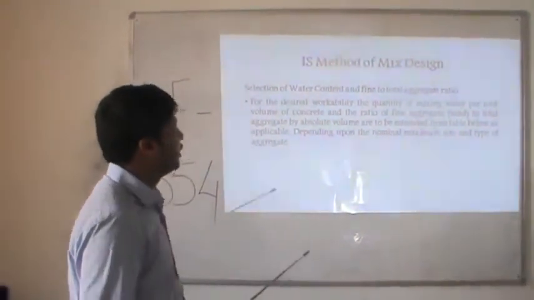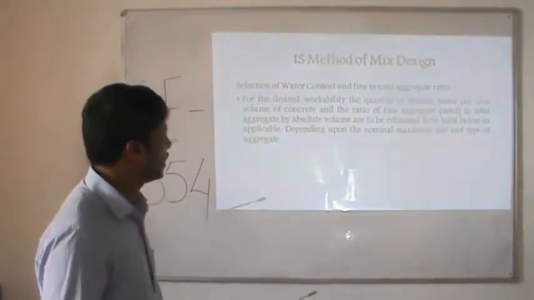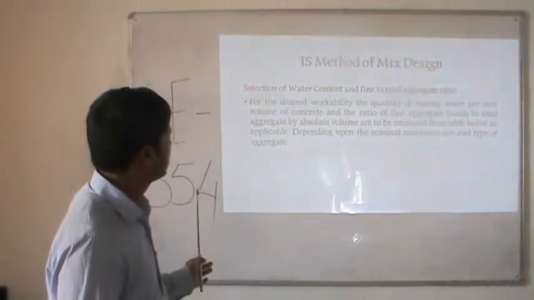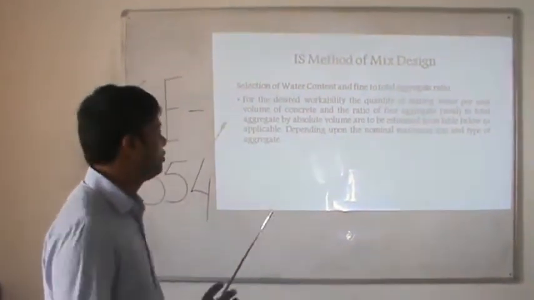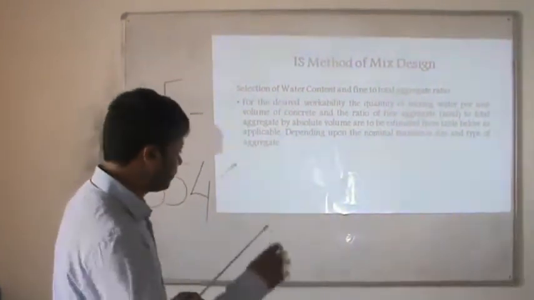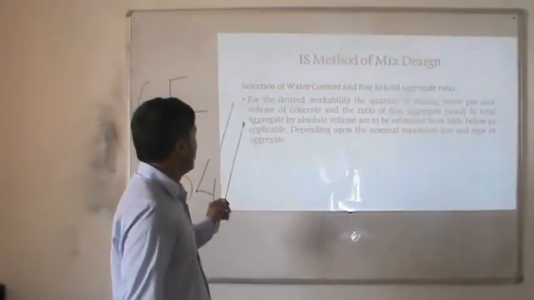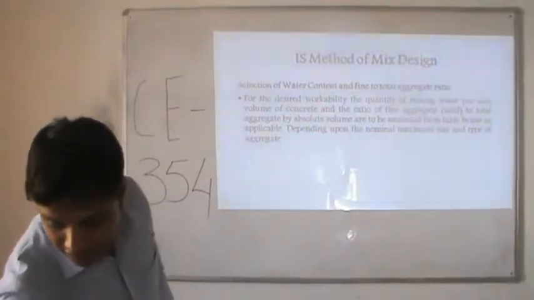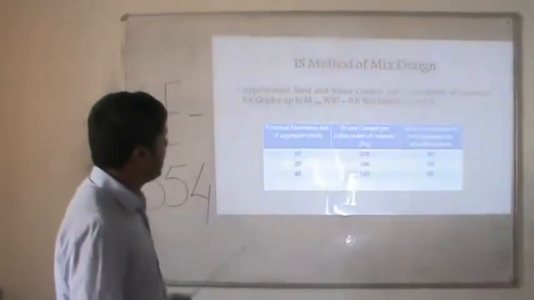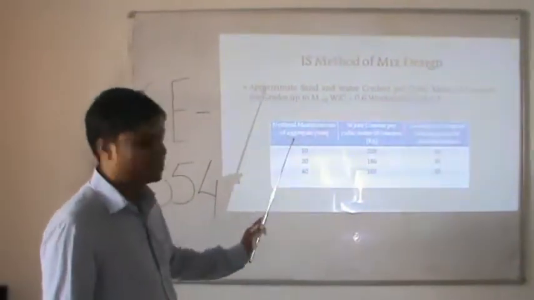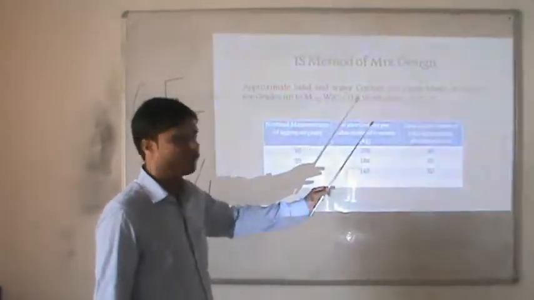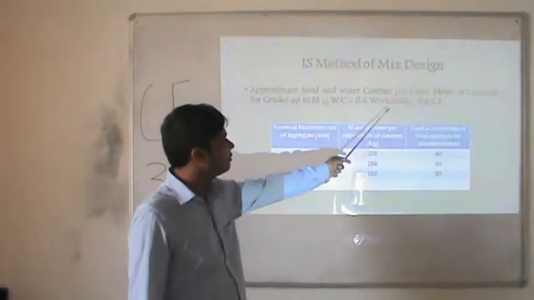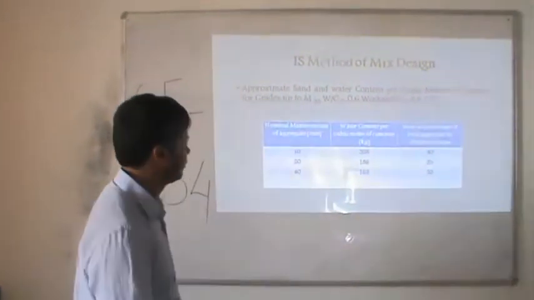For the desired workability, the quantity of mixing water per unit volume of concrete and the ratio of the fine aggregate to the total aggregate by absolute volume are to be estimated from the table below on the next slide, as applicable, depending on the size and the type of aggregate. So the approximate sand and water content per cubic meter of concrete for grades up to M35, water cement ratio will be 0.6 and workability will be 0.8 compaction factor.